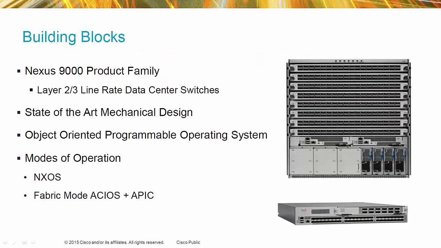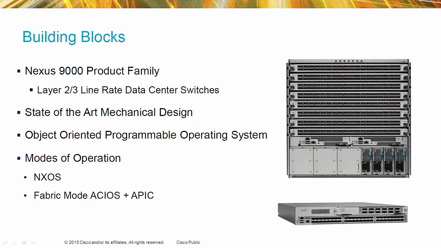In the 9000 series, there are multiple types of switches or platforms you can think of. We simply call them a product family. In the 9000 product family, you have layer 2 as well as layer 3. Pretty much there are a lot of things. The most important point to look at here is the last bullet point, which says mode of operation.